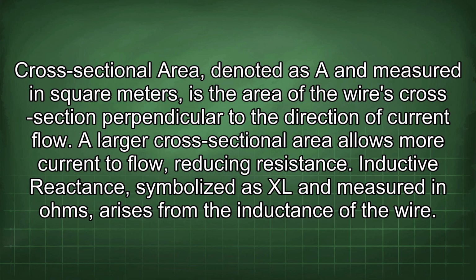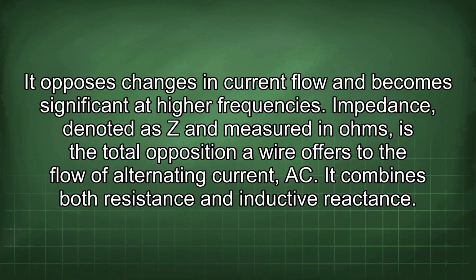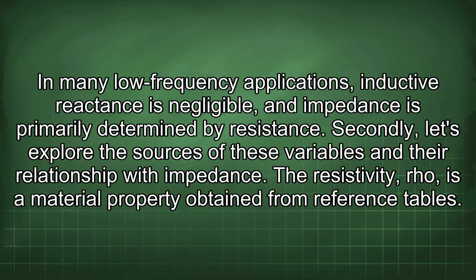Inductive reactance, symbolized as XL and measured in ohms, arises from the inductance of the wire. It opposes changes in current flow and becomes significant at higher frequencies. Impedance, denoted as Z and measured in ohms, is the total opposition a wire offers to the flow of alternating current, AC. It combines both resistance and inductive reactance. In many low-frequency applications, inductive reactance is negligible, and impedance is primarily determined by resistance.